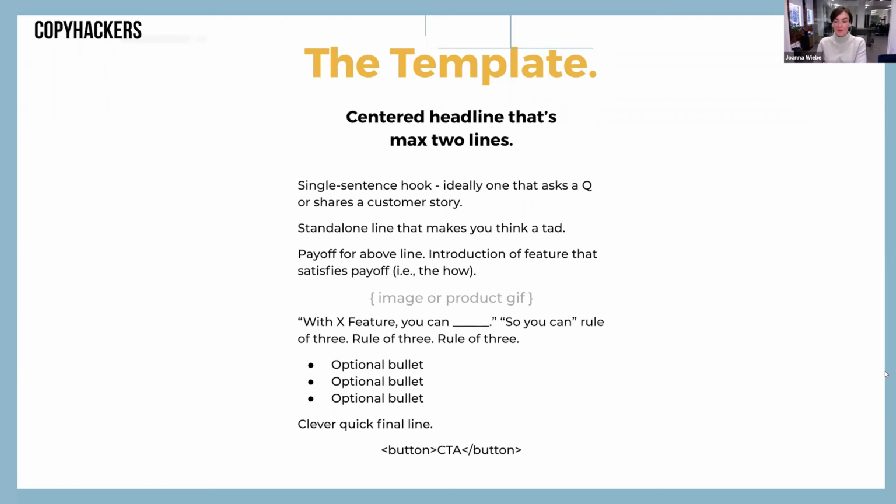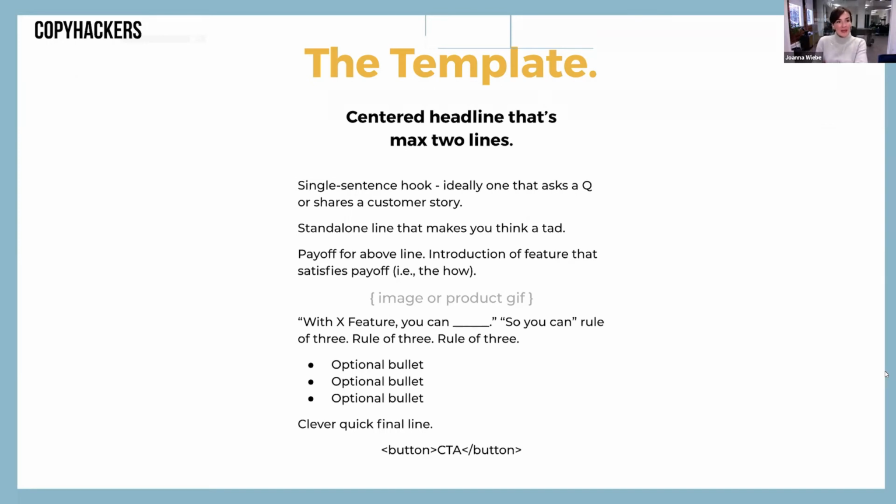So you can do this, do this, do this. And that's really a safe format for writing a SaaS email. You can have bullets that follow that expand on it. Those are optional. They don't have to happen. If you don't have those bullets, then that quick, clever final line down at the bottom will typically end in the same paragraph as the "with X feature you can" line. So if you take those bullets out, then that final clever, quick line will move up to finish off the paragraph. And then we have a button.